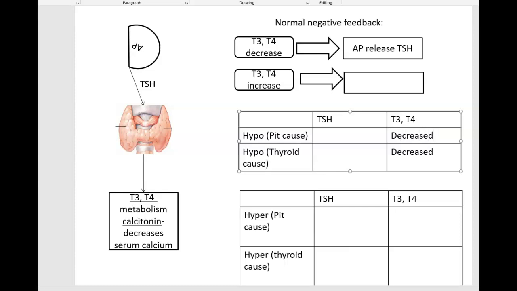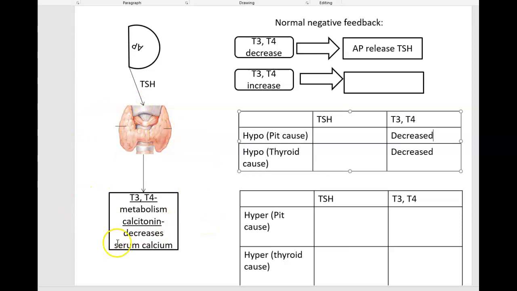That's hypothyroidism, defined as decreased T3 and T4. The difference is, if I want to know what the cause is, I have to look at the TSH level. So let's look at the most common cause of hypothyroidism, which is what I just discussed.